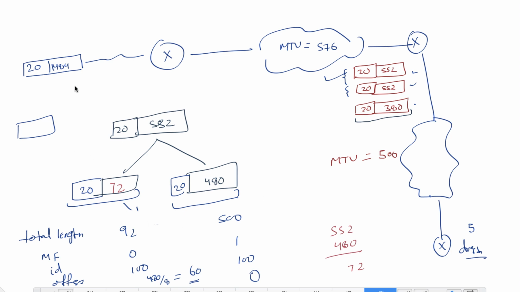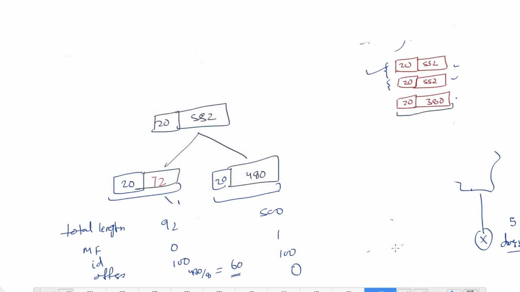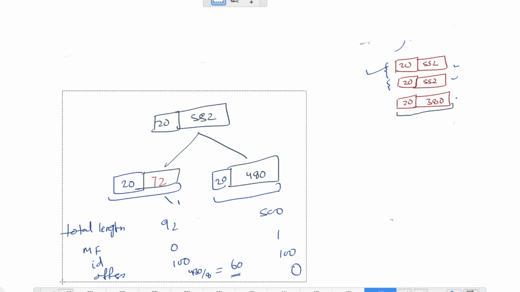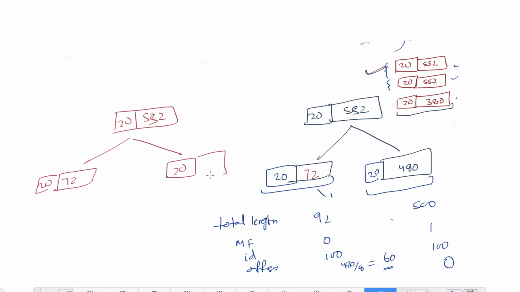So see, this is the first packet, let me just copy it. So there are two packets, right? Now this packet, if this packet is the first packet, then the offset is anyway 0. Now for the second packet, this 20, 552, everything will be same, which means this division will be same, which means 72 and 20. This division will be same, but the offset will be different, right?